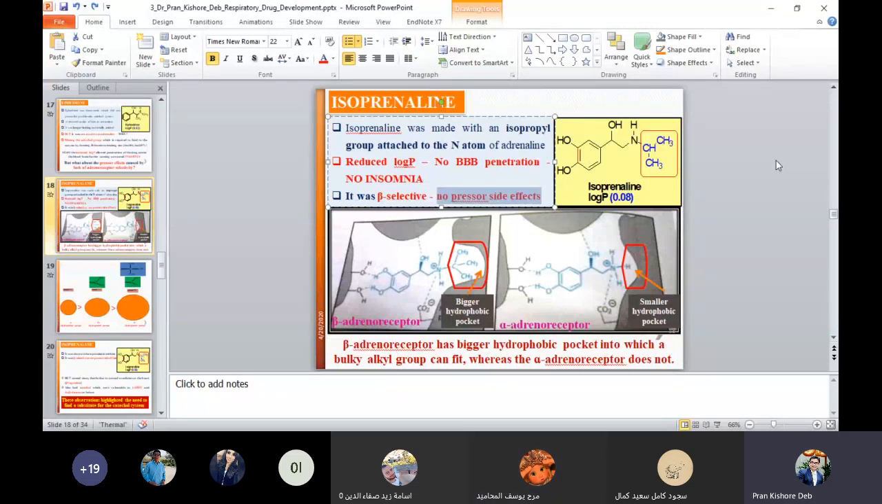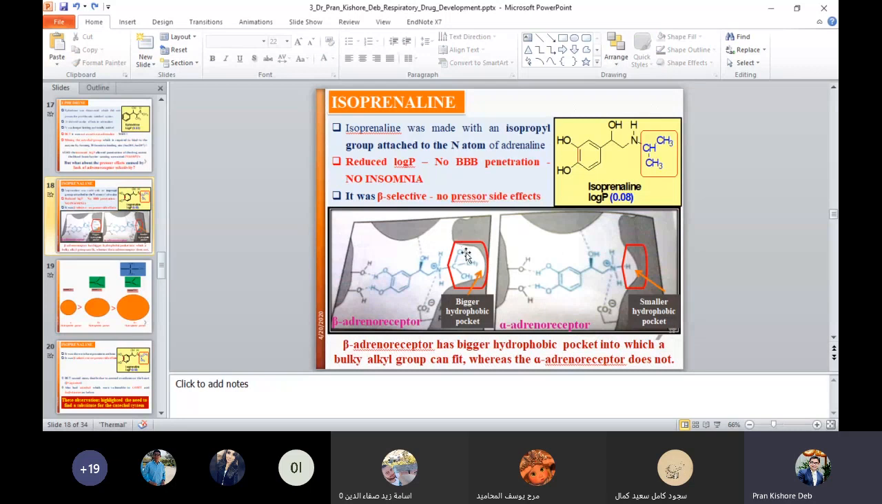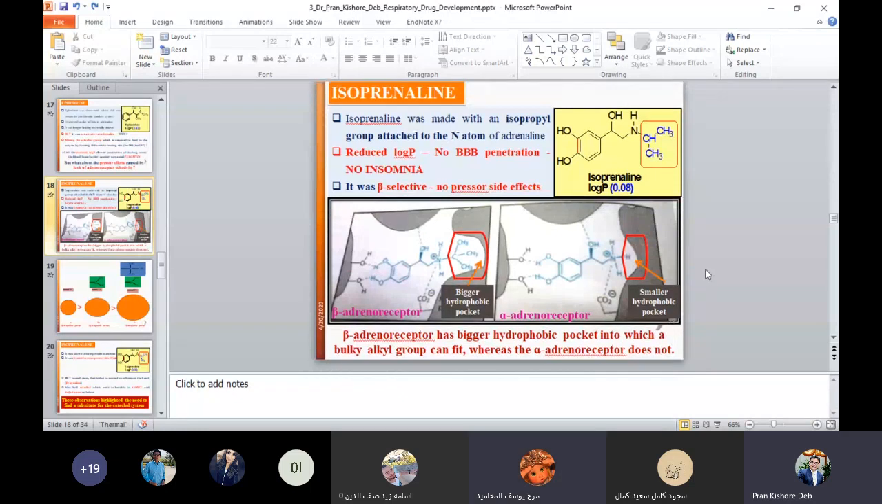Is it clear? Okay, good. And the reason is that the hydrophobic pocket of beta is bigger as compared to the hydrophobic pocket of alpha. So in the smaller pocket, the methyl group can fit. The methyl group can fit into the smaller pocket and the bigger pocket, but the bulky isopropyl group cannot fit into the smaller hydrophobic pocket of the alpha receptor. Okay.